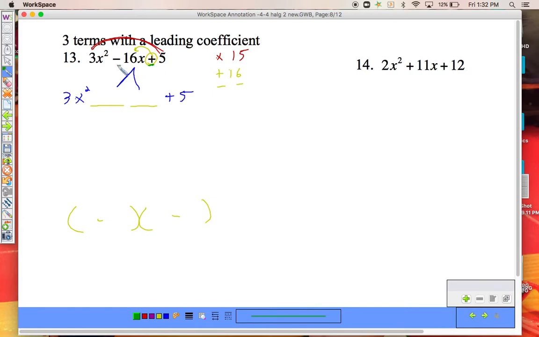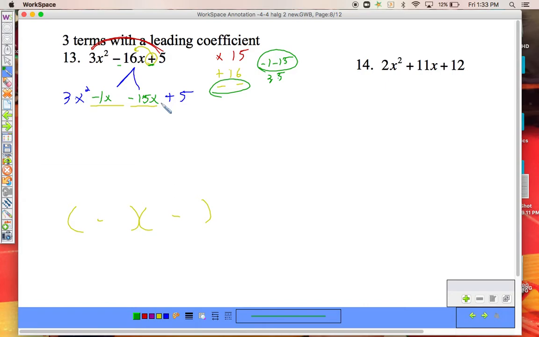All right, so my factors of 15 are 1 and 15, 3 and 5. So I need to pick two numbers, like I said, that multiply to give me 15 and add to give me 16. I'm going to pick 1 and 5. And I'm going to make them both negative, so I get a negative 16. So I'm going to go negative 1x minus 15x.